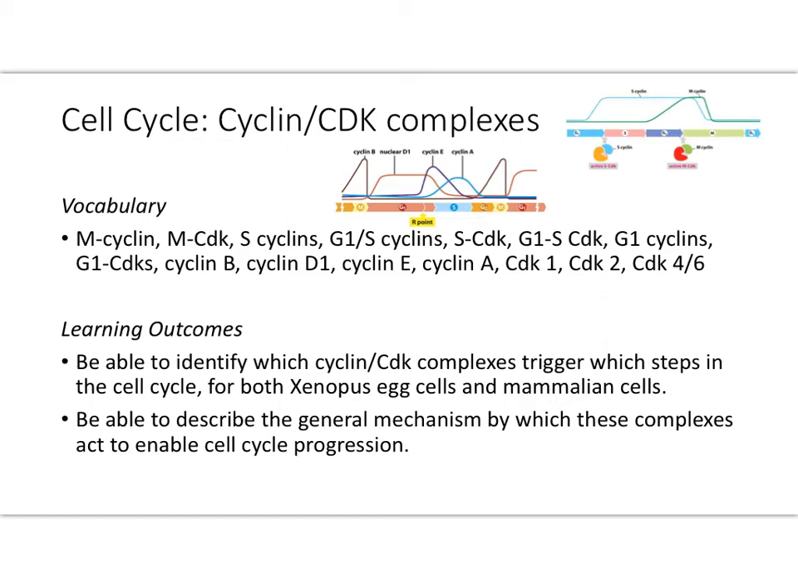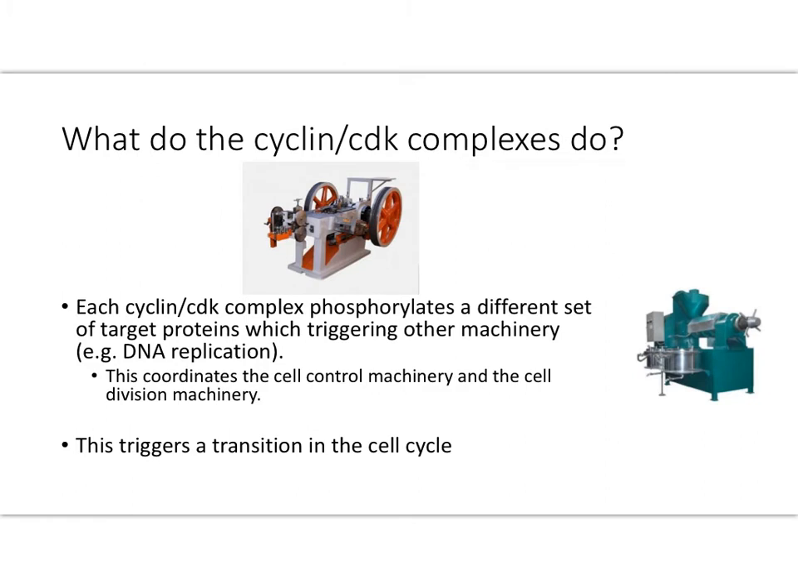This video is about cell cycle cyclin CDK complexes. The cyclin CDK complexes are part of the cell cycle control machinery, and basically what they do is control the cell division machinery. Each cyclin CDK complex will phosphorylate a different set of target proteins, and that triggers other machinery. For example, one complex of cyclin CDK would trigger DNA replication machinery, and a different cyclin CDK would trigger something else.